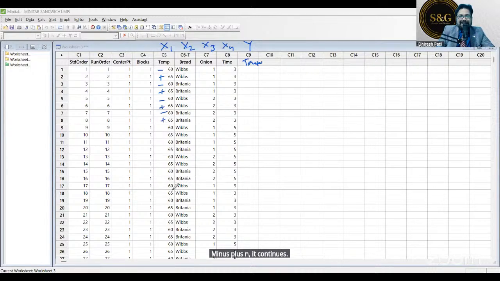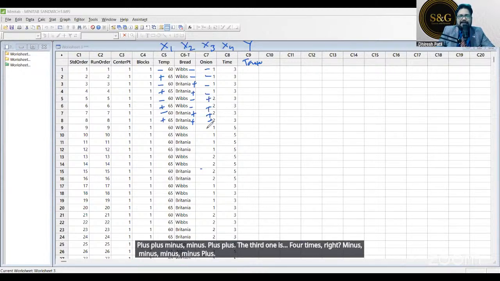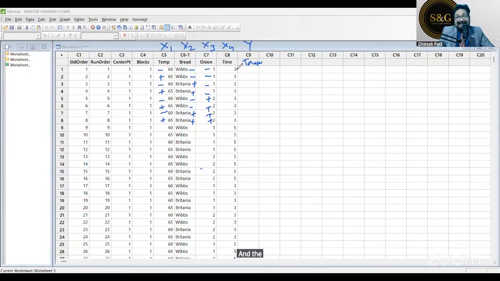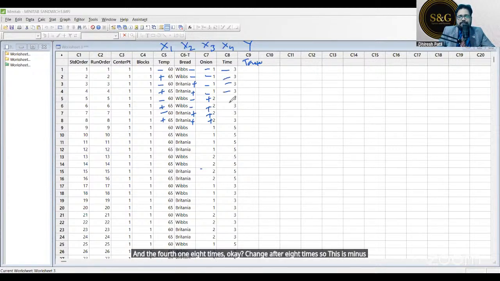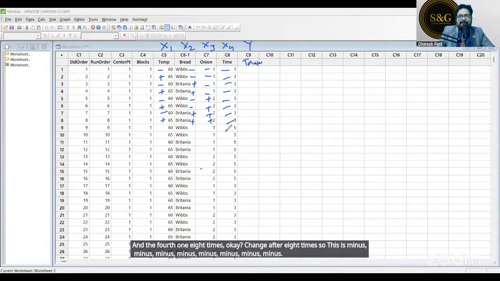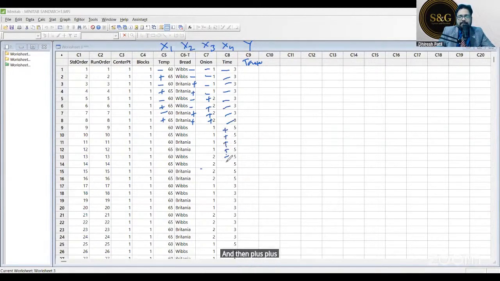The second one is, if you remember, minus minus plus plus minus minus plus plus. The third one is 4 times, right? Minus minus minus minus plus plus plus plus, again minus minus minus minus, again plus plus plus plus. And the fourth one 8 times. Okay, change after 8 times. So this is minus eight times, and then plus eight times. Again, it will go to minus and continues.